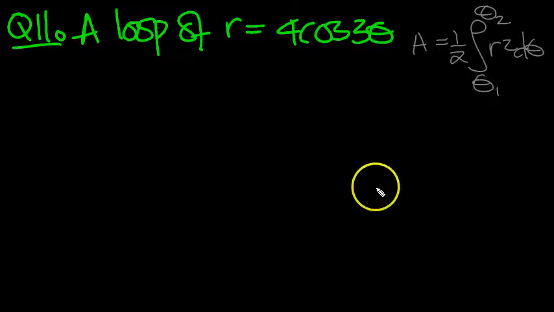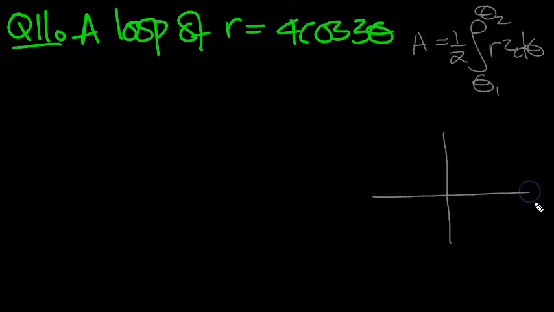A loop of r equals 4 cos 3 theta. So let's do a quick sketch of this then. To get one of the loops, here's 0. Cos of 0 is 1, that'll be 4. Now, when it's pi over 2, what would we need to put in here? Pi over 6 to get pi over 2? Yeah, pi over 6 is here. Quite shallow. That's pi over 6. When you input that into here, 3 pi over 6 is pi over 2, and cos, so you'll get a 0 here. So it's very small.